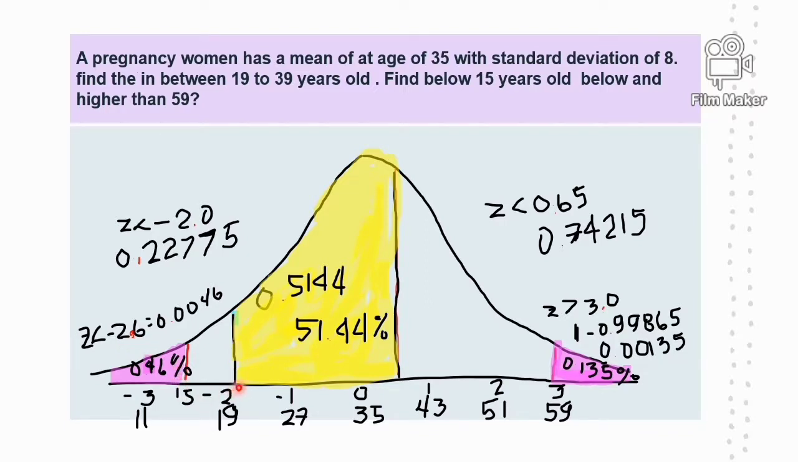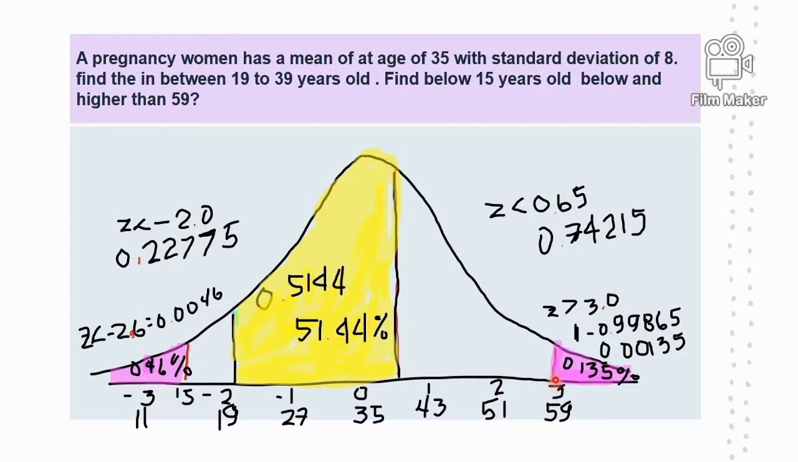So this is 15. Take note, if we find below 15 years old, 14, 13, up to 9, this is very risky. 59 and above, very risky. So this is around negative 2.6, in this area shaded. So we have 0.47%. These are called teenage pregnant women.